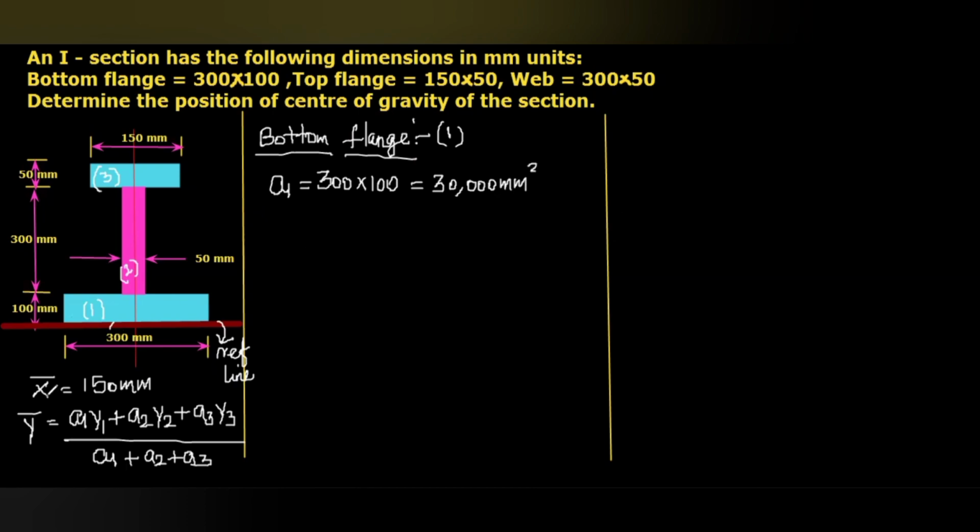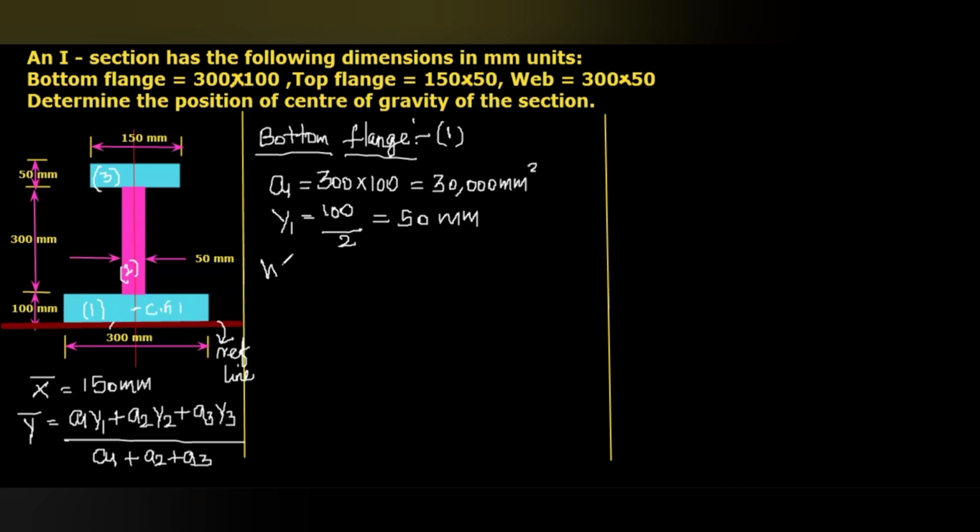And here the X value we are not going to find, only Y1. And this bottom flange, the bottommost line of the bottom flange lies on the reference line itself. So, we know that for a rectangle, for any linear dimension, the center of gravity will be the dimension divided by 2. So from here, CG1 will be here. So that means 100 divided by 2, so we will get 50 mm.